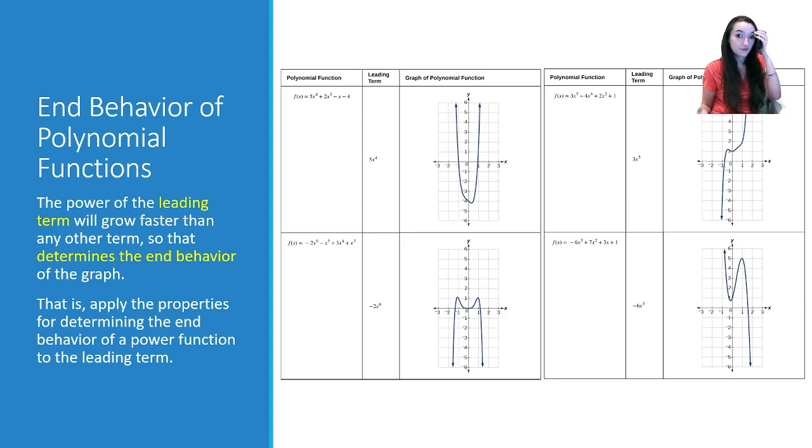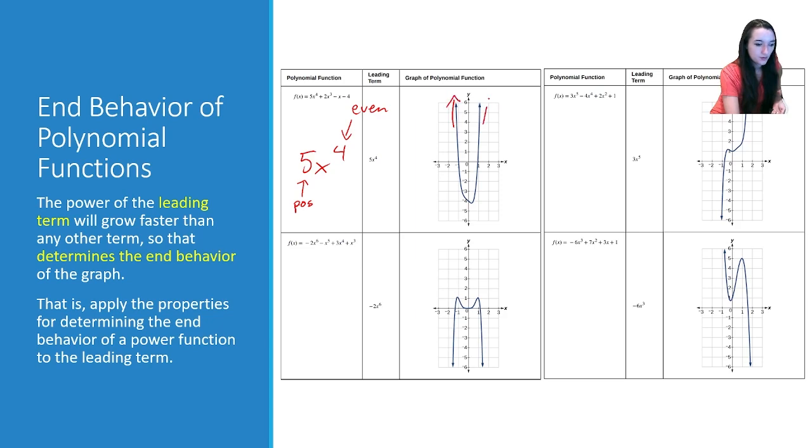If I have, for example, f of x equals 5x to the 4th plus 2x cubed minus x minus 4, which I realize is a little bit small, but the point is our leading term is 5x to the 4th. So this is positive, even. And so we can look at the graph of it and we can see both sides are going up.